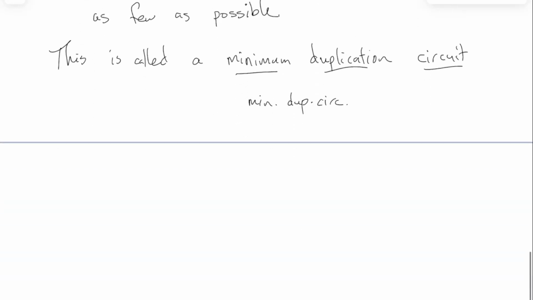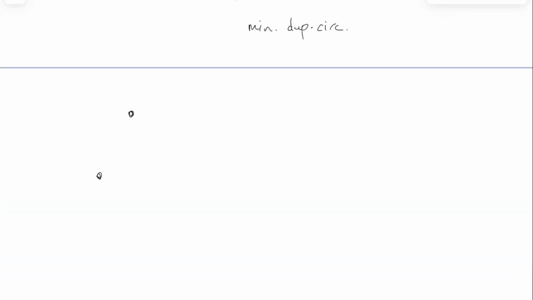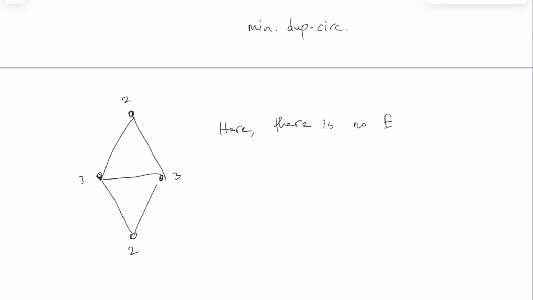For example, here's a very simple example. What if I have a graph like this? All right, look at the degrees as we usually do. They are 2, 3, 2, 3. So here, there is no Euler circuit because there are two odds there. There is no Euler circuit. But I can cover all of the edges with only one duplication.